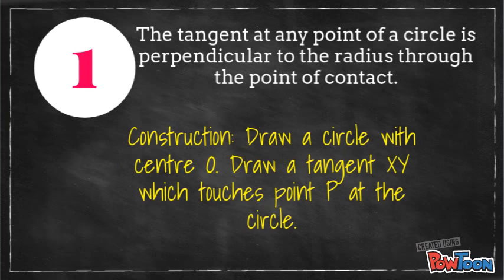Construction. Draw a circle with center O. Draw a tangent XY which touches the circle at point P. To prove, OP is perpendicular to XY.